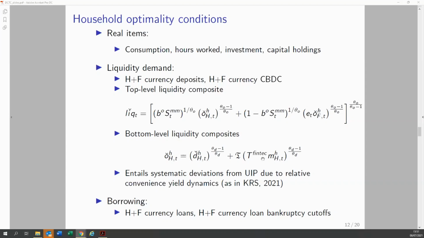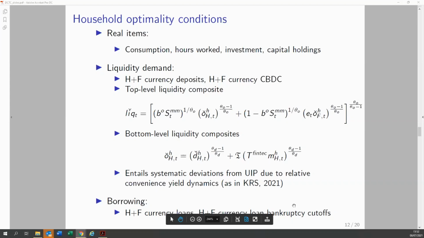This setup, like in our other, previous models, entails systematic deviations from UIP, from uncovered interest parity, because there are convenience yield dynamics. Because the liquid assets in different currencies are imperfect substitutes, once you change the relative demand or the relative supplies, you end up having effects on the exchange rate. And the last thing households optimize on: they basically have optimality conditions on their loans in both currencies and also on the bankruptcy cutoff conditions like in BGG. That's not particularly interesting in this setup.